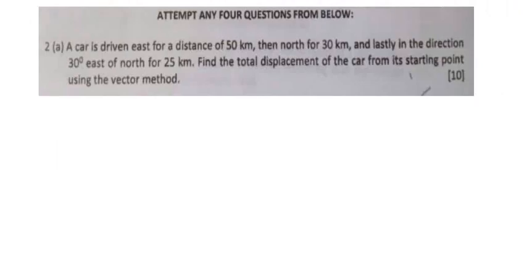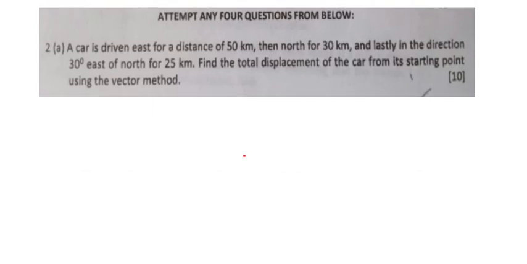So let's start with the first question. What have we been told? We are told a car is driven east for a distance of 50 kilometers, then north for 30 kilometers, and lastly in the direction 30 degrees east of north.